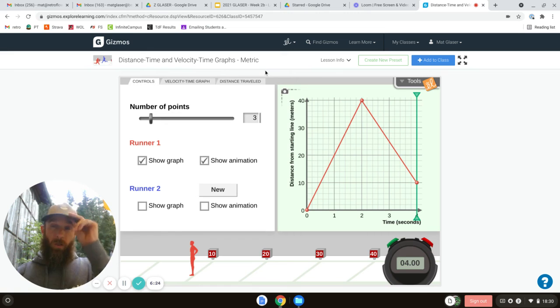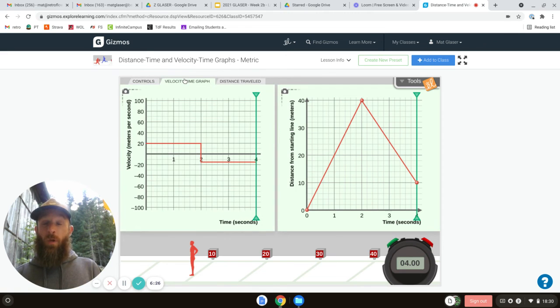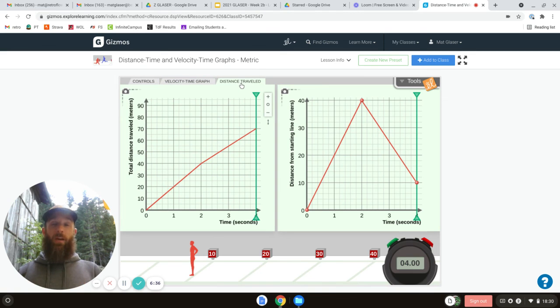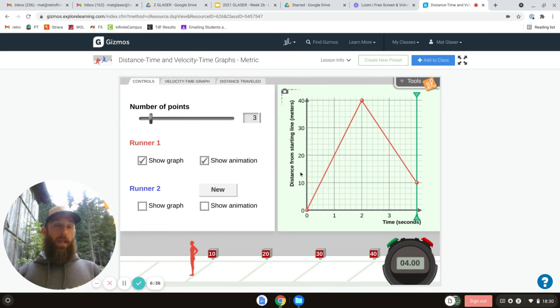And then you don't need to do this for the assignment, but you can play with these too. Your velocity time graph, we're going to really look at these over the next few weeks a lot. You're going to see a lot of these velocity time graphs. And then you can look at this distance traveled too. That's just kind of for extra information. I don't believe you actually need to do that to finish the Pear Deck. So that's that. I think that should be good with that.